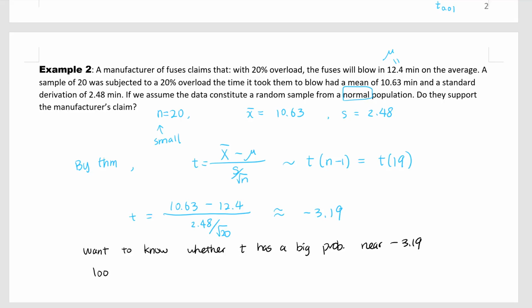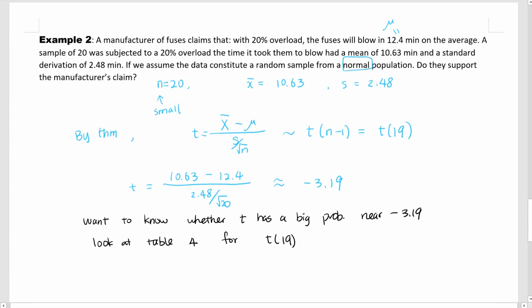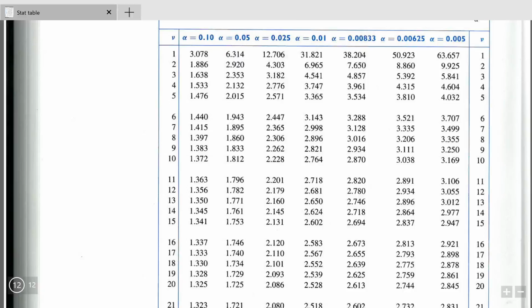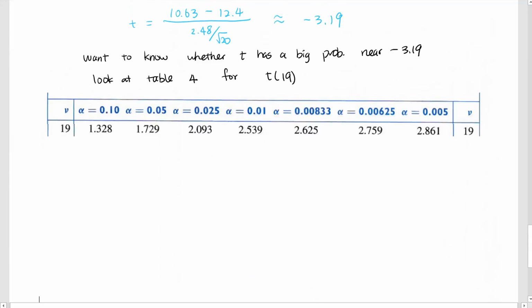Okay, so let's look at the t table, table 4, for degree of freedom 19. So we're looking at this row. Let me copy this row into my Word document. Okay, so here it is. Alright, so what does that mean?